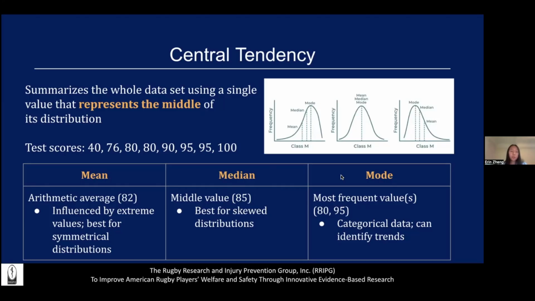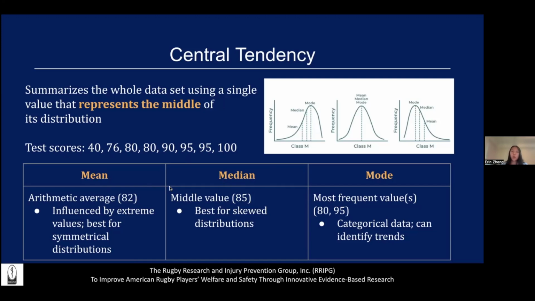So first, the mean. It's the arithmetic average of the measurements in the data. Basically, how you calculate it is just taking all of the values in the data set and dividing by the number of values there are. So here I just added all the test scores and then divided by 8 to get a mean of 82.